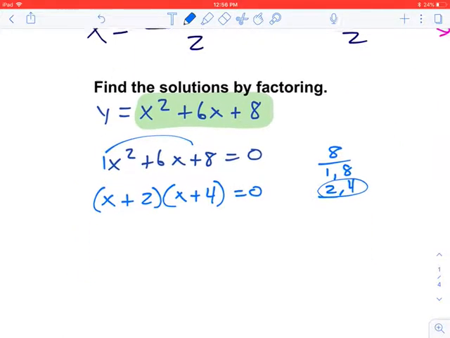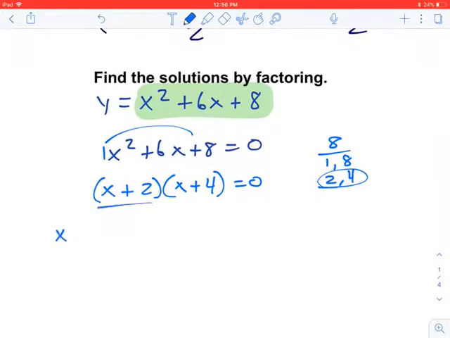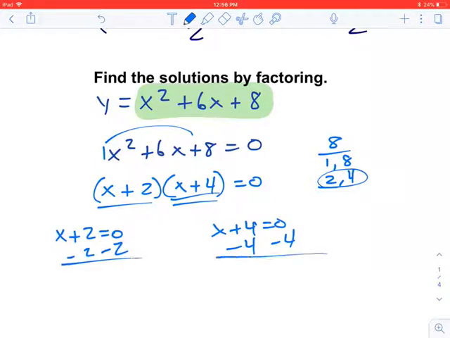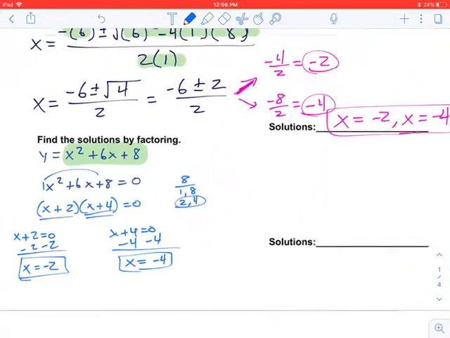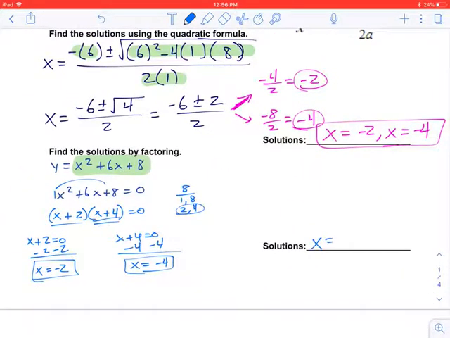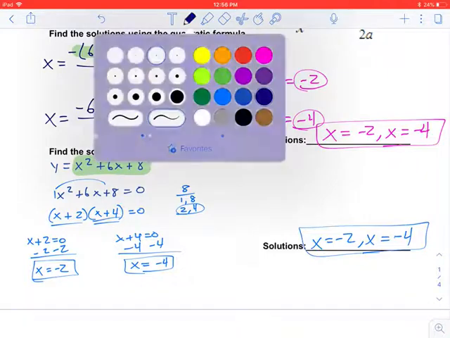are my two factors. But since it's equal to 0, I'm going to set both of those equal to 0 and solve both. So I'm subtracting 4, subtracting 2, and in both cases I get x equals -2 and x equals -4, which is what we had the first two times. And there we are. That's all three methods of solving quadratics.